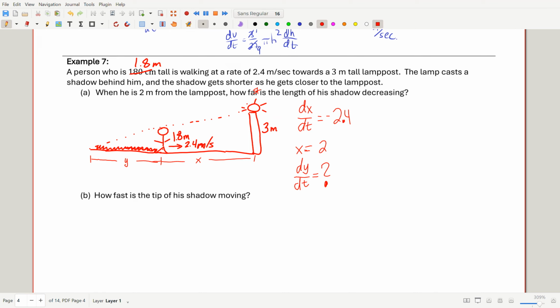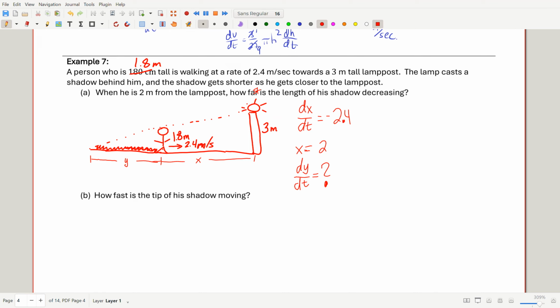Do we know any of the diagonal distances? No. Do we want to know any of the diagonal distances? No, we don't want to know them. Do we care about how fast the diagonal distances are changing? No. That diagonal is part of the problem. It's what causes us to be able to do what we're doing here. But we never need it, so this problem is going to be done completely without the Pythagorean theorem.